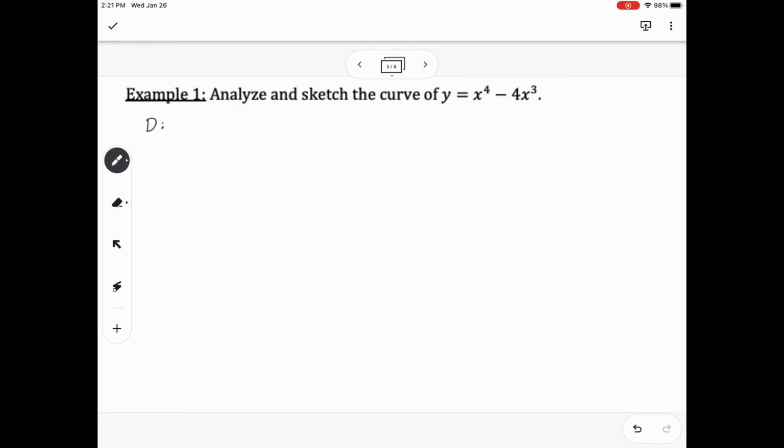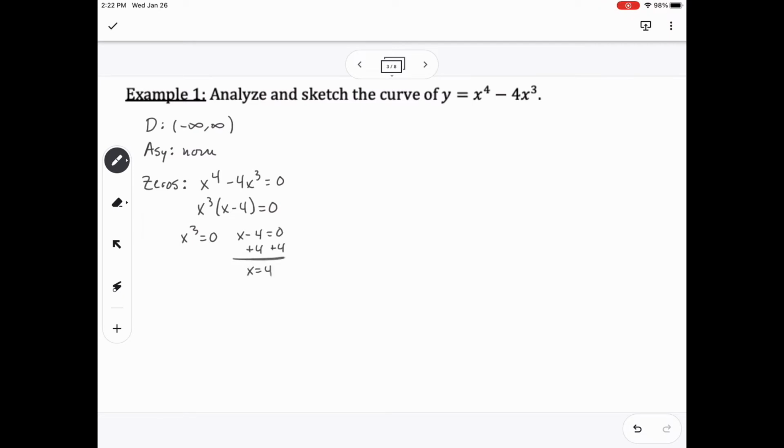Okay, let's go ahead and try one of these examples. I'm given the equation y equals x to the fourth minus 4x cubed. First, we want to understand if there's anything else going on here. The domain for this function is all reals, and there are no asymptotes. I first want to figure out where my zeros are, so I set the entire function equal to 0 and solve. I find that it's 0 and 4, so that's where it's going to cross the x-axis.